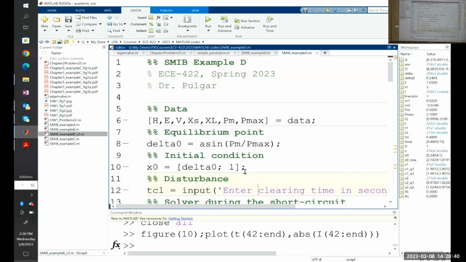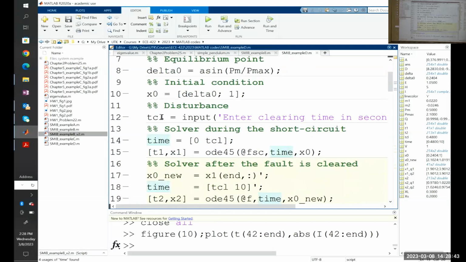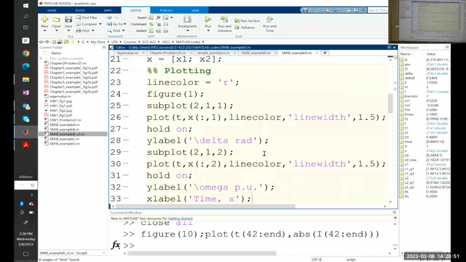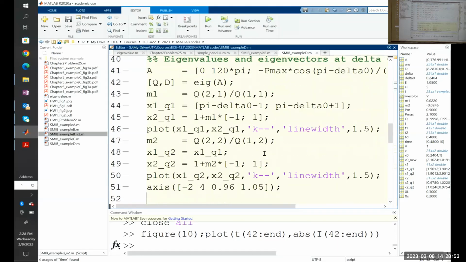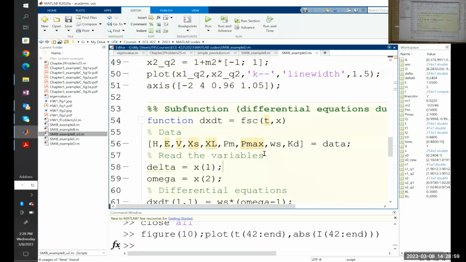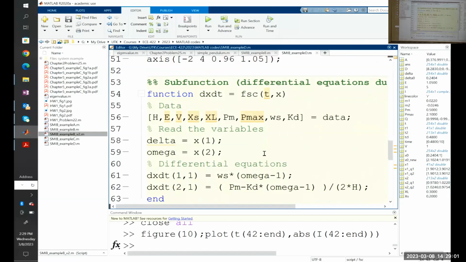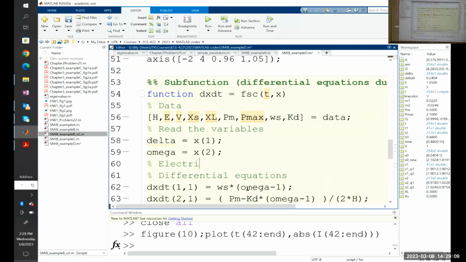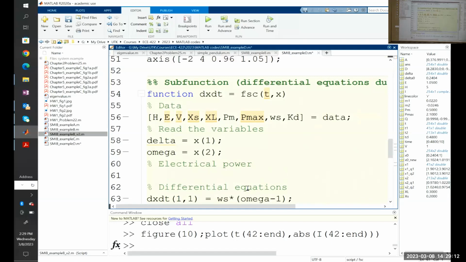We will have the input function here. We will have the clearing time. We define the time, invoke the solver with this set of equations. So we need to check the set of equations we have during the short circuit. Here's the set of equations for the short circuit. So what is different here? The electrical power is not 0. So here we can calculate the electrical power, PE. We can put the name during the short circuit.